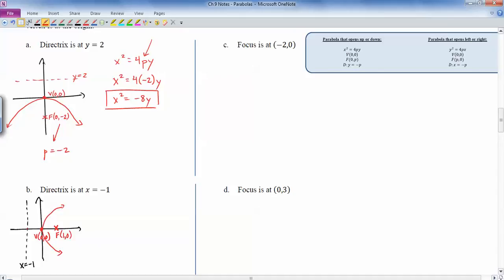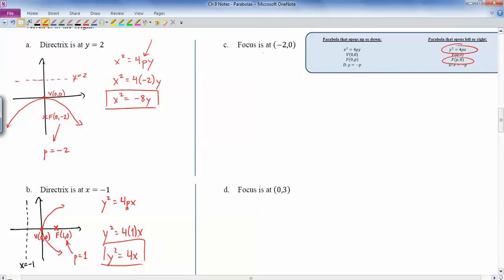Okay, so the parabola is opening sideways. Well, that opens left or right. So that's going to have this kind of equation. y squared equals 4px. And the focus is p, 0. So that means p equals 1. So then you just plug in the p right here. So you get y squared equals 4 times 1 times x. So y squared just equals 4x. And there's your equation.